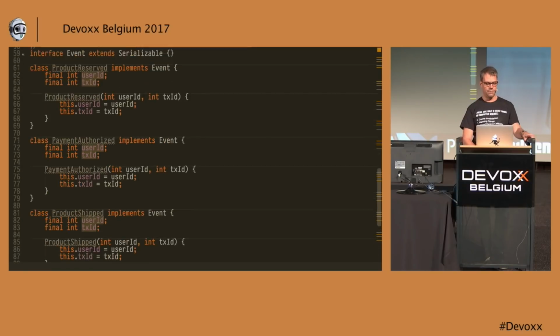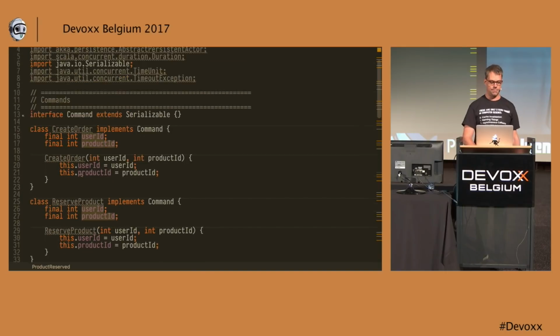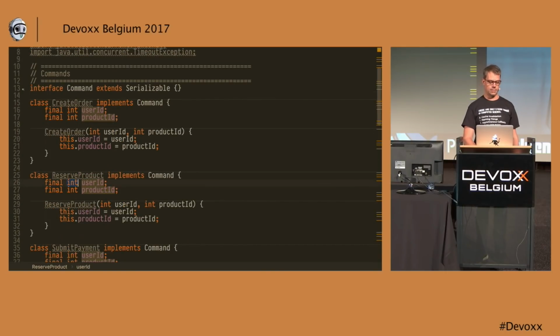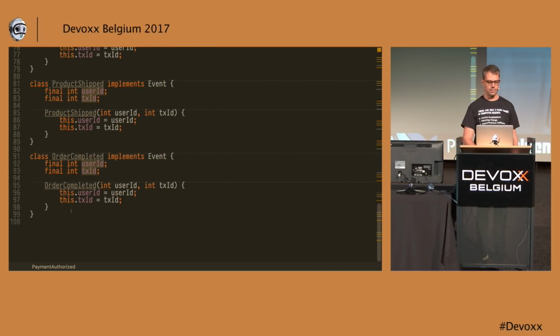And then we create some events here. We have some sort of Event interface here. We have ProductReserved, mapped to ReserveProduct, if that was successful, PaymentAuthorized, ProductShipped, and OrderCompleted.